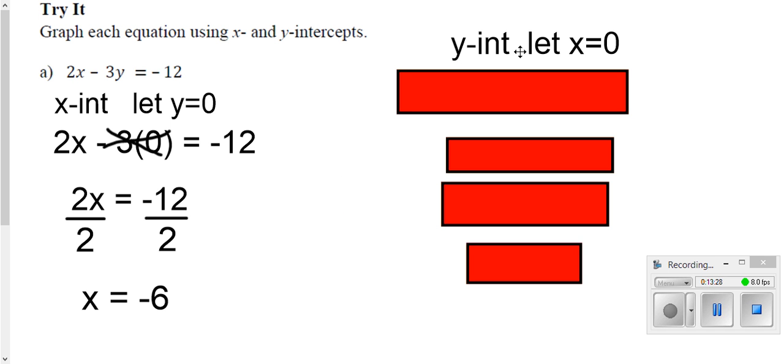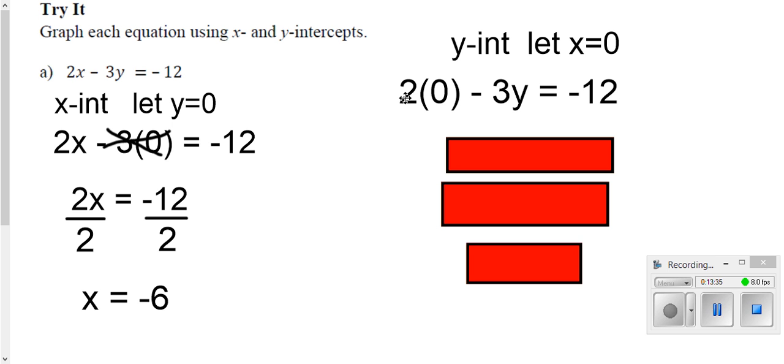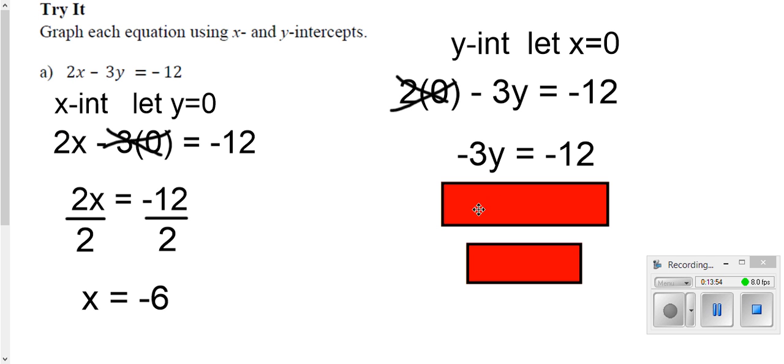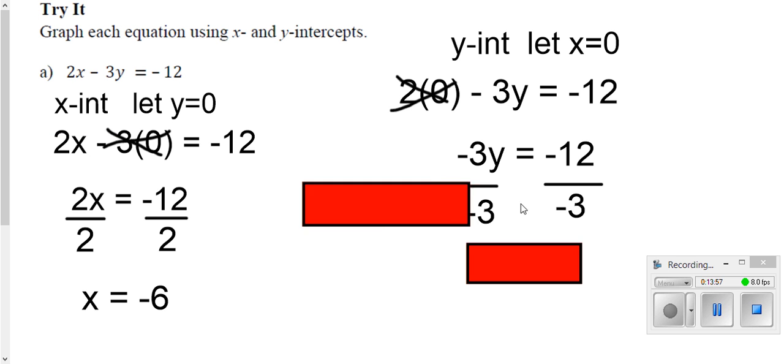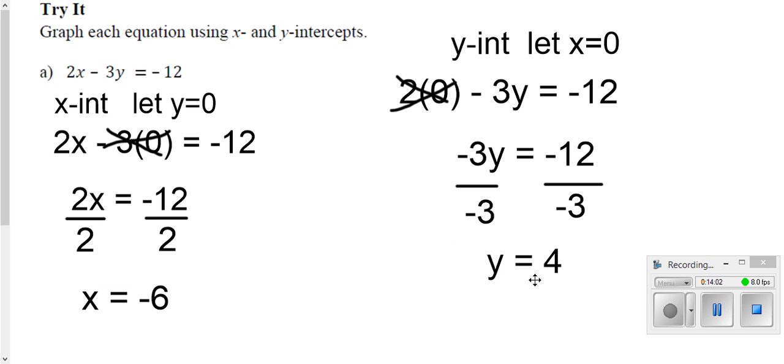This time the y-intercept, we let x equal 0, the other variable. So we end up with, instead of 2 times x, 2 times the 0, replacing x with 0. Just like the other one, 0 goes away, but notice we're left with negative 3y. Make sure you see that sign there. So negative 3y equals negative 12 as well. We divide both sides by negative 3 and end up with y. The y-intercept is at positive 4.